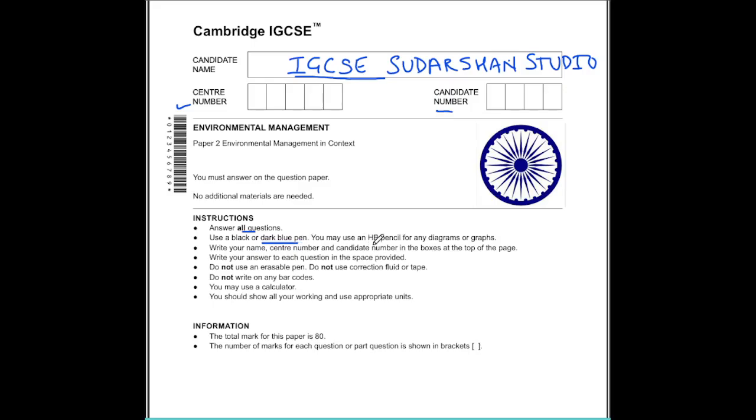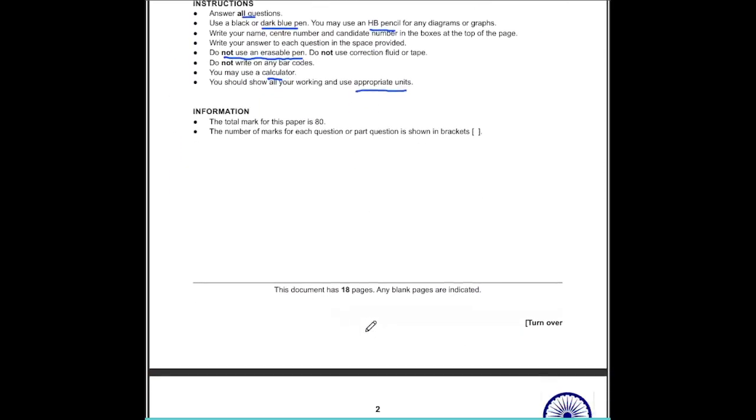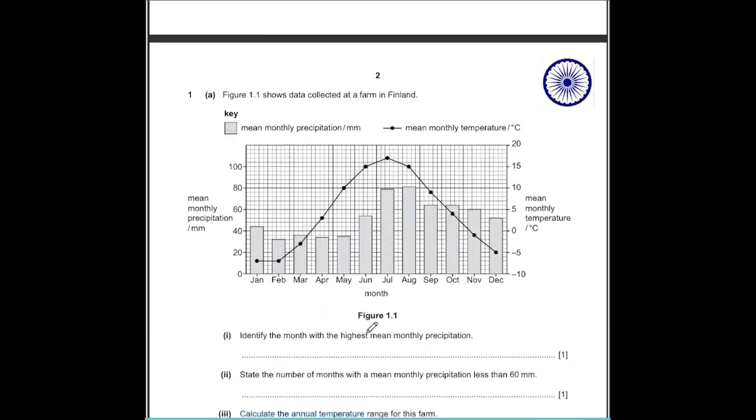Wherever required for a diagram and graph, use an HB pencil. Do not use an erasable pen or correction fluid. Do not write anything on the barcode. You can use the calculator, and very important is to use appropriate units after writing the answer. The paper is for 80 marks, and at the end of every question you will see the total marks for that particular question. Fine, so let's jump to question number 1. Total pages are 18, including one blank page.